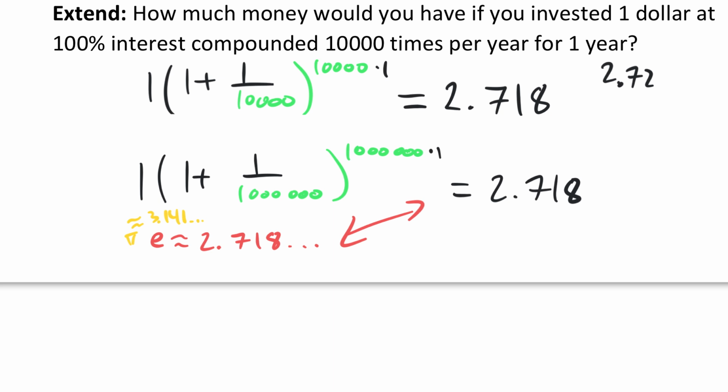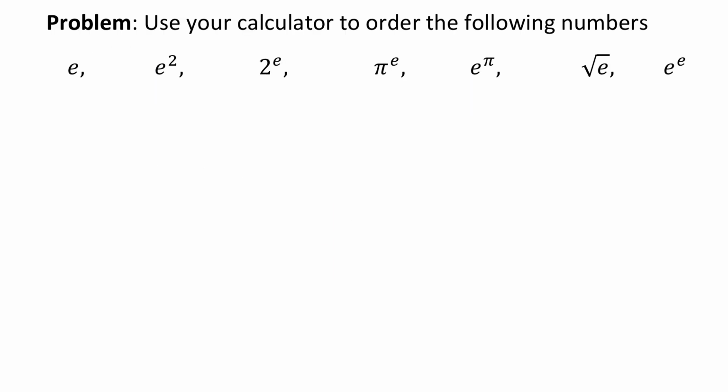Until now, you've really only known about one cool math number, pi, but there's this other one, the number e. And so I want us to experiment with it a little bit. So we're going to use our calculator to find the value of the following numbers and order them from the largest to smallest, or smallest to largest, it doesn't really matter. We're going to order them up. So we're going to start with e, then find e squared, 2 to the e, pi to the e, e to the pi, root e, and e to the e. So you need to be able to find the e button and the pi button. Hopefully you can find them on your calculator. And let's go ahead and write them as decimals.